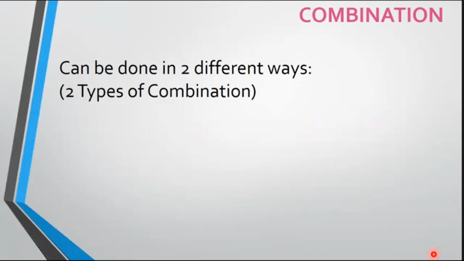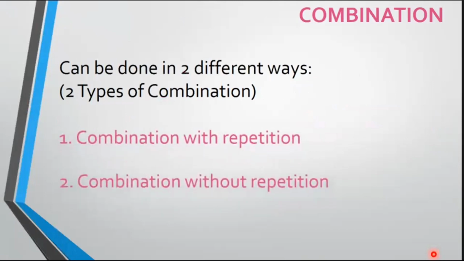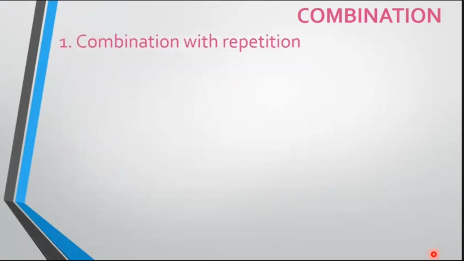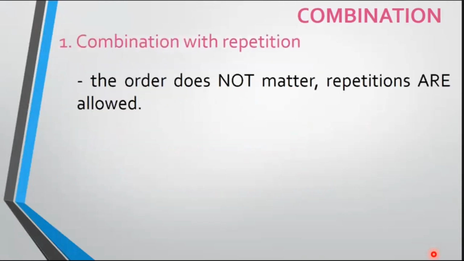So, like the permutation, combination also can be done in different ways, which are the two types of combination. The first one is the combination with repetition. And the second one is combination without repetition. So pare-pareho lang sila sa permutation. Kung ang permutation na asad siya ay repetition, ang combination din ay meron din pong repetition and without repetition. So let's tackle first the combination with repetition.